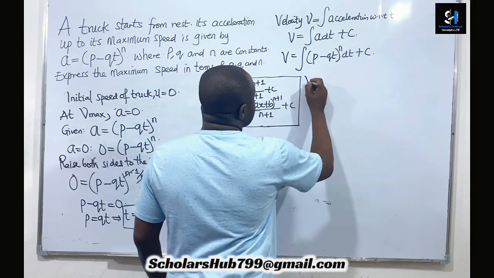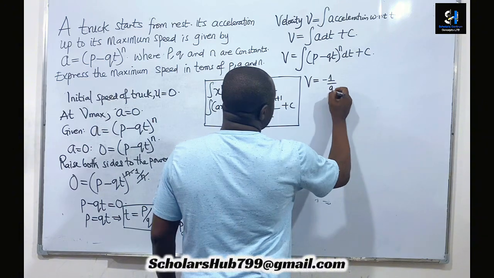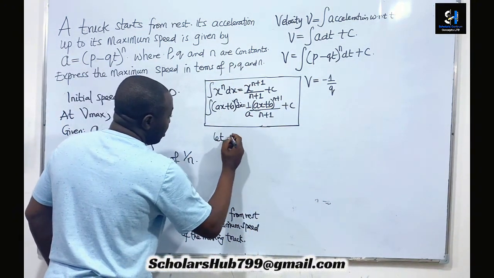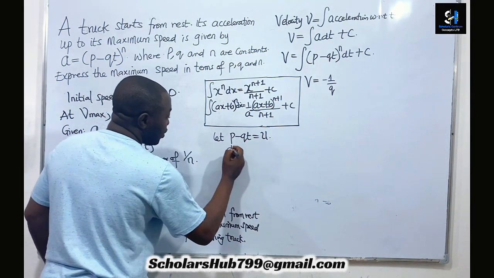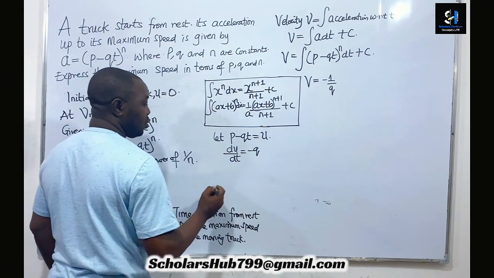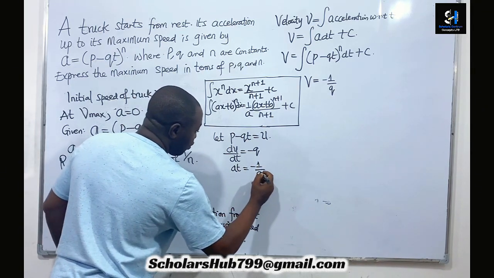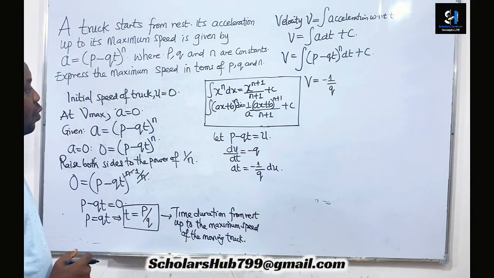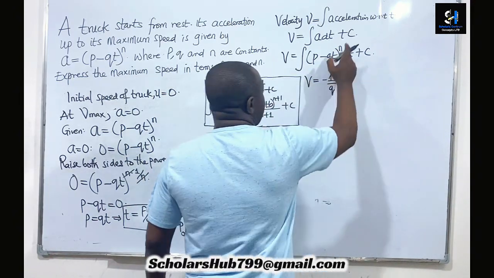So in this case, v equals minus 1 over q, using the method of substitution. That is, if I let p minus qt equal u, that means du over dt equals minus q, which implies that dt equals minus 1 over q times du. Okay, that's it.